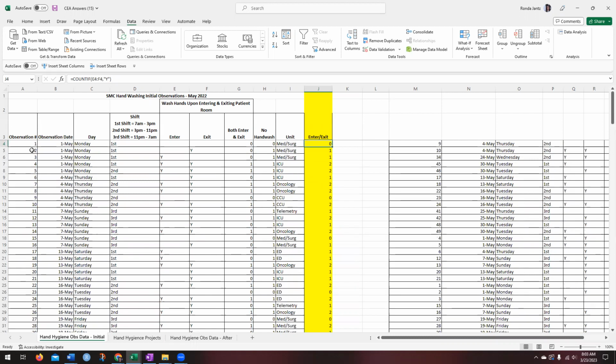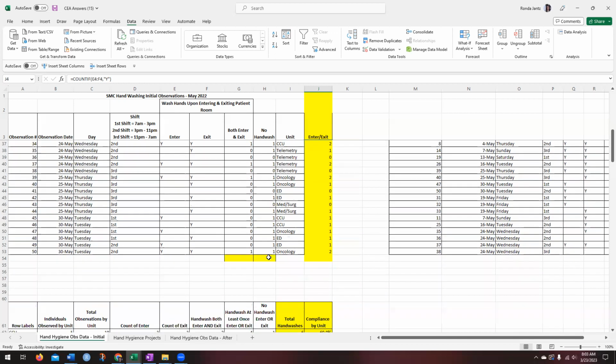We are going to have 100 total observations though, because we are watching them when they enter and when they exit. They're supposed to wash their hands. And so for this no hand wash, that means they didn't wash them at all, whereas 1 is a yes. So they may have not done it both times, but they've done it at least once. And that's what they're wanting for that first percentage.